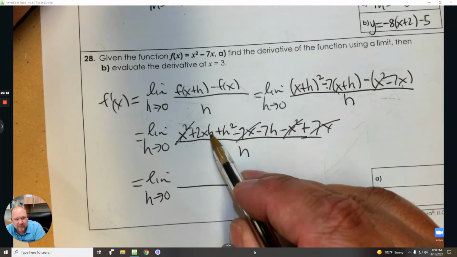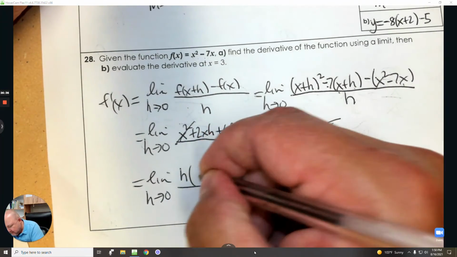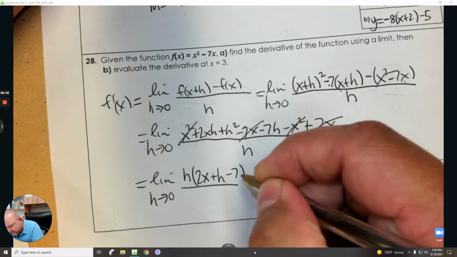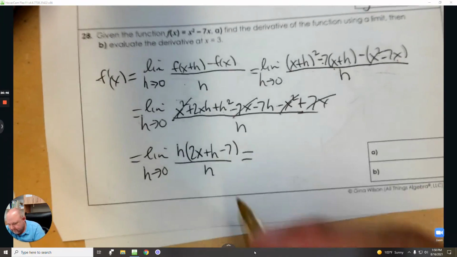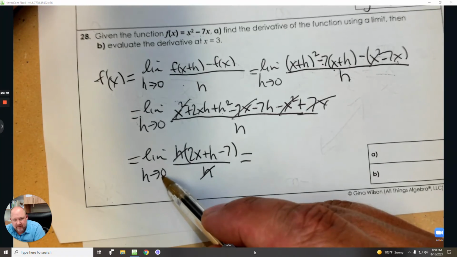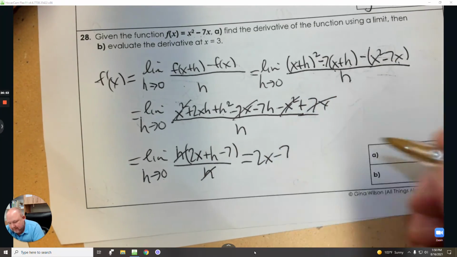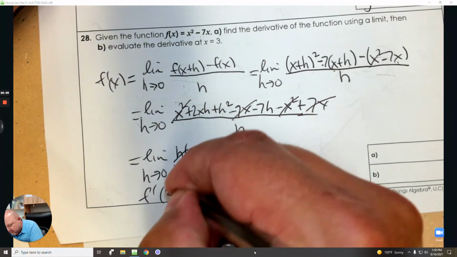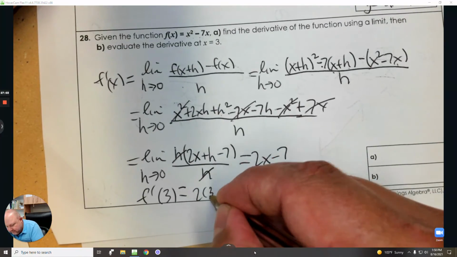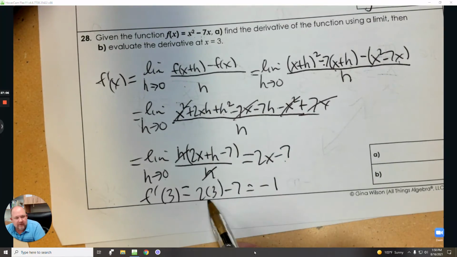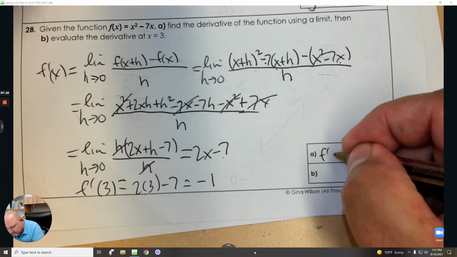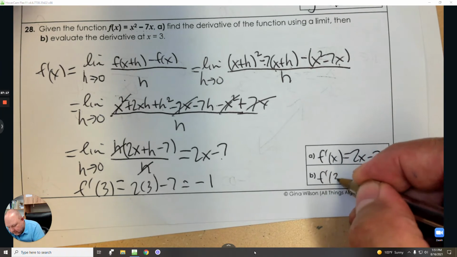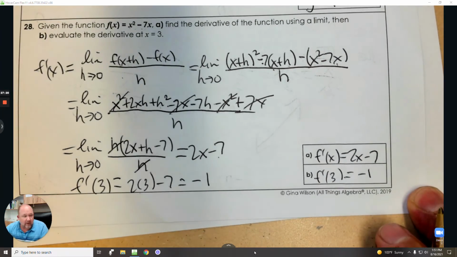What's left, I'm going to factor out an h. They have a common factor. And what I'm left with is 2x plus h minus 7. Now the discontinuity can be removed, and now you plug in 0 for h, and you're left with 2x minus 7. And then evaluate the derivative at 3. So if I want to evaluate the derivative at 3, plug 3 in for x and evaluate it. So that's 6, take away 7. So here, what's the derivative? 2x subtract 7. And then if you evaluate the derivative at 3, the answer is negative 1.